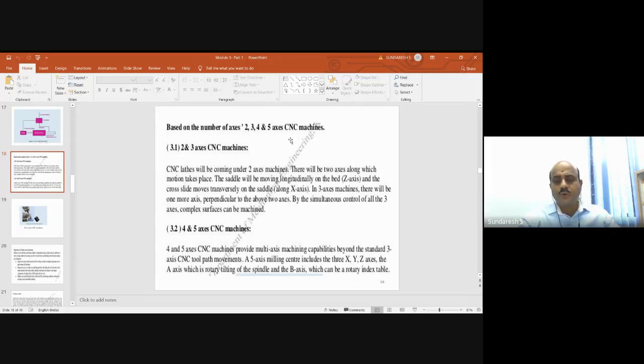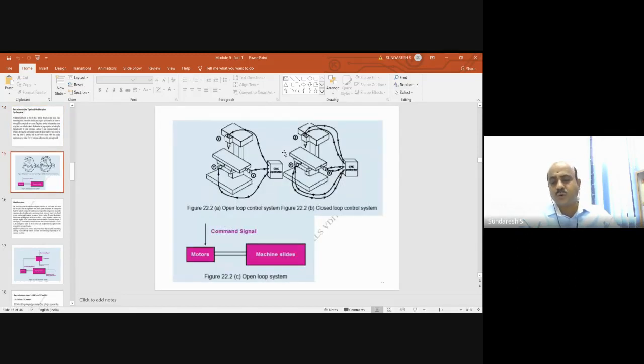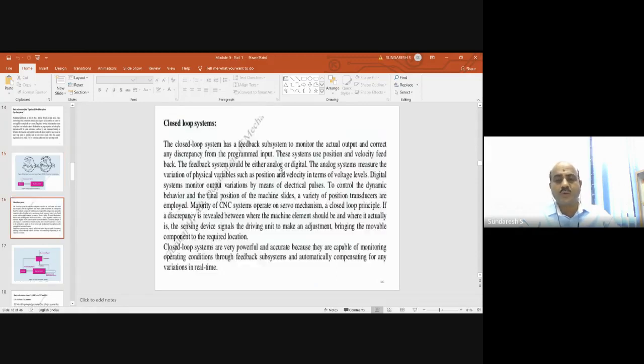In the last class we discussed the classification of CNC machines based upon the control loops. One is an open loop, another one is a closed loop control system. We discussed what open loop and closed loop systems are, and with the block diagram we compared how a closed loop control system differs from an open loop control system.